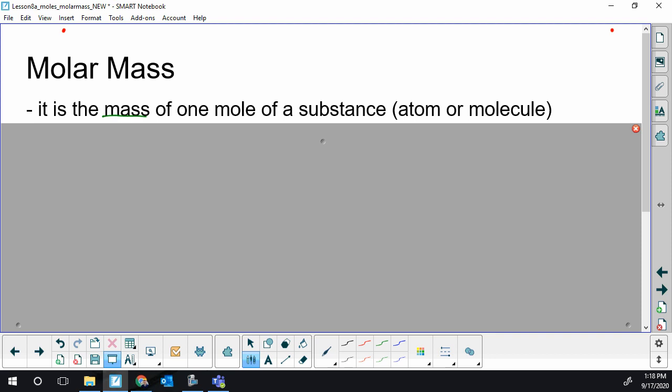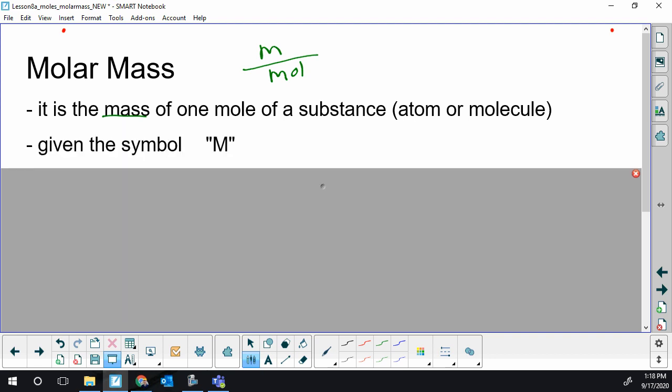So molar mass is mass per mole. That's going to be our units. And I'll put up a formula, but the formula is just those units. Molar mass equals mass divided by moles. Given symbol capital M. Little m is mass. Big M is mass per mole, molar mass.